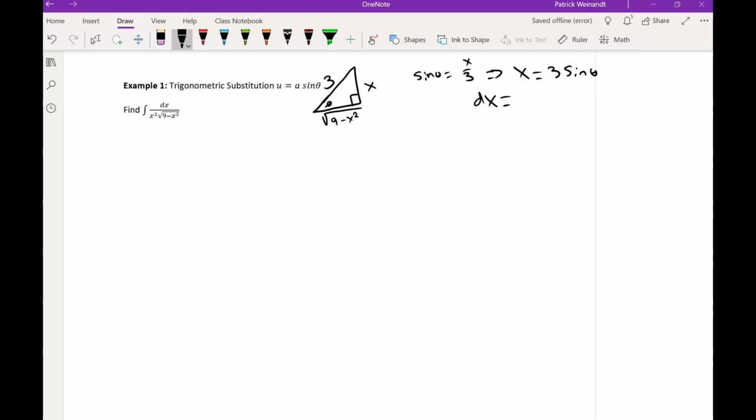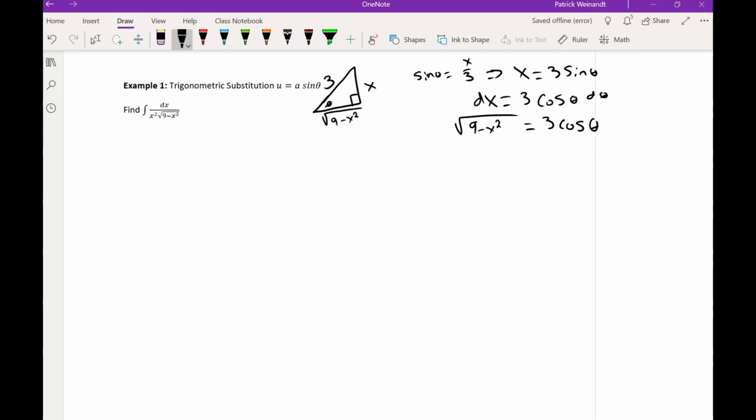And we know that dx is going to equal 3 times cosine of theta d theta. Okay, we're going to plug in those values, and then I guess we also know a couple things. We know that the square root of 9 minus x squared, well, if we were to plug in 3 sine theta for x, we'd eventually get to the conclusion that we should get 3 cosine theta for that radical value.